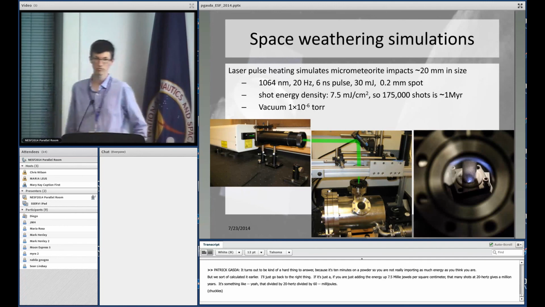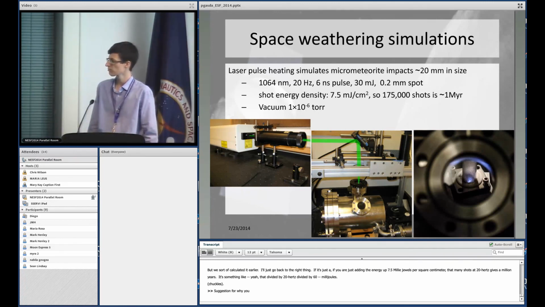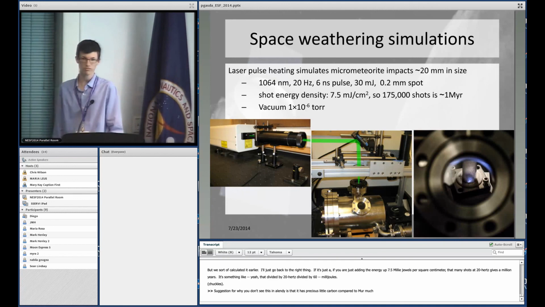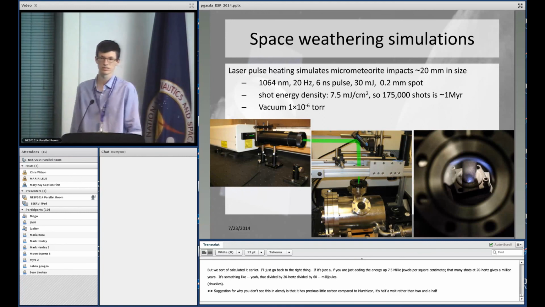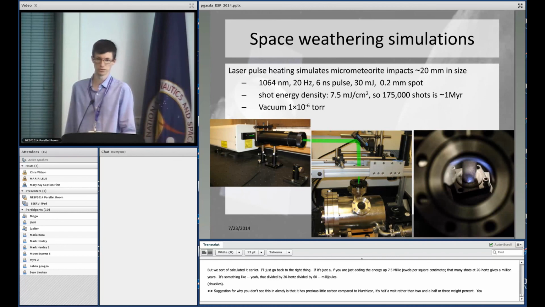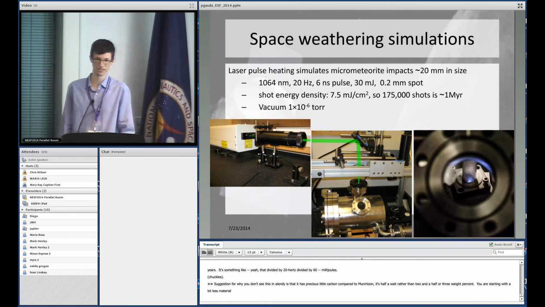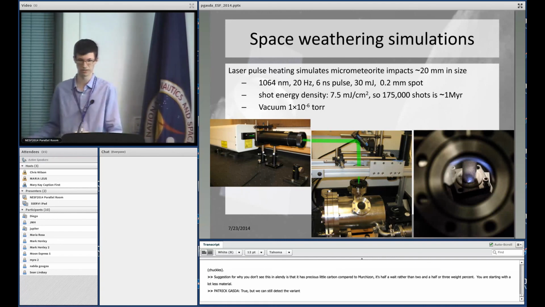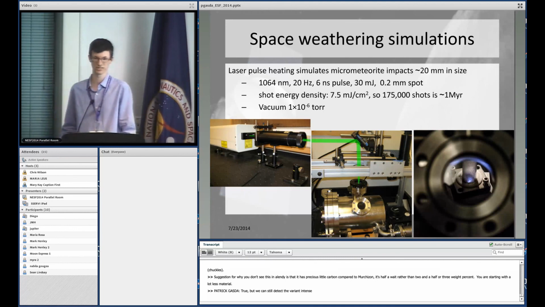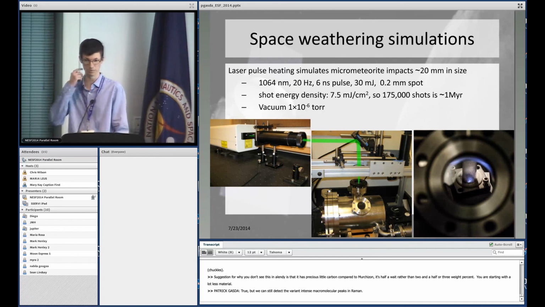A suggestion for why you don't see this in Allende is that Allende has precious little carbon compared to Murchison. It's about half a weight percent rather than 2.5 or 3 weight percent. So you're starting with a lot less material. True, but we can still detect the very intense macromolecular peaks in Raman. So if 1% is converted, then we should still be able to see some change, probably.